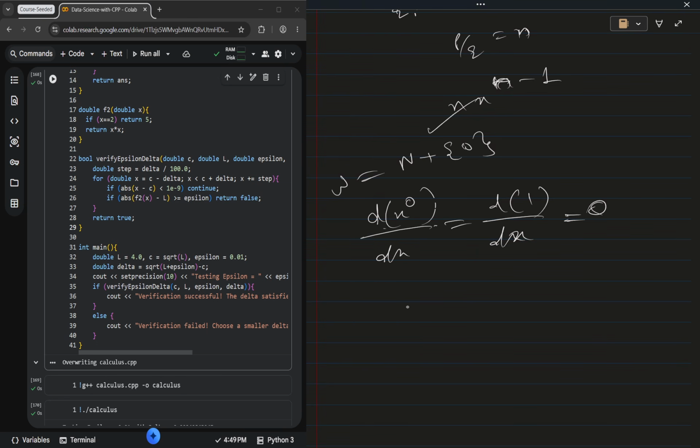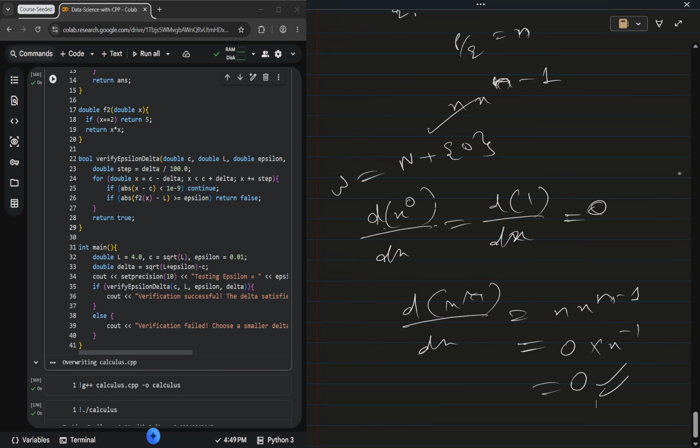So you have d of x to the power n by dx equals n times x to the power n minus 1, which you can write directly as 0 times x to the power minus 1, which is your 0. So you have all this.